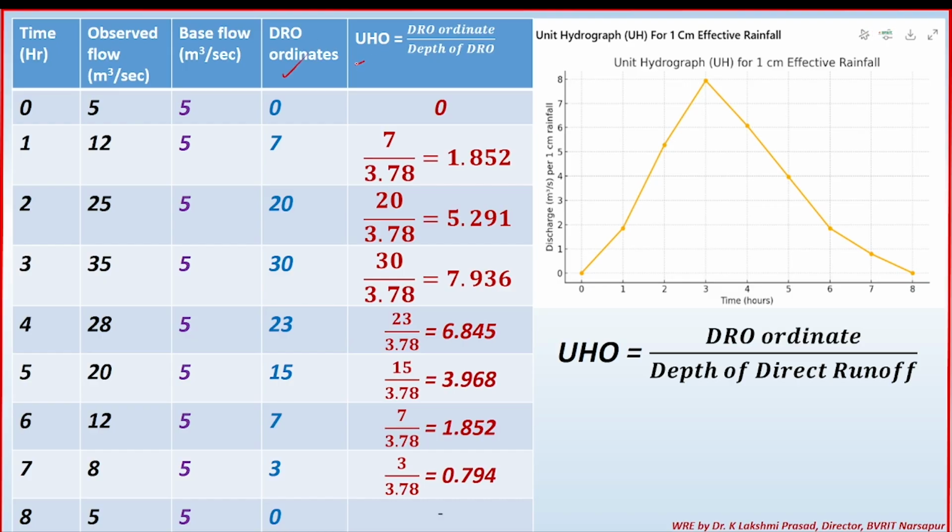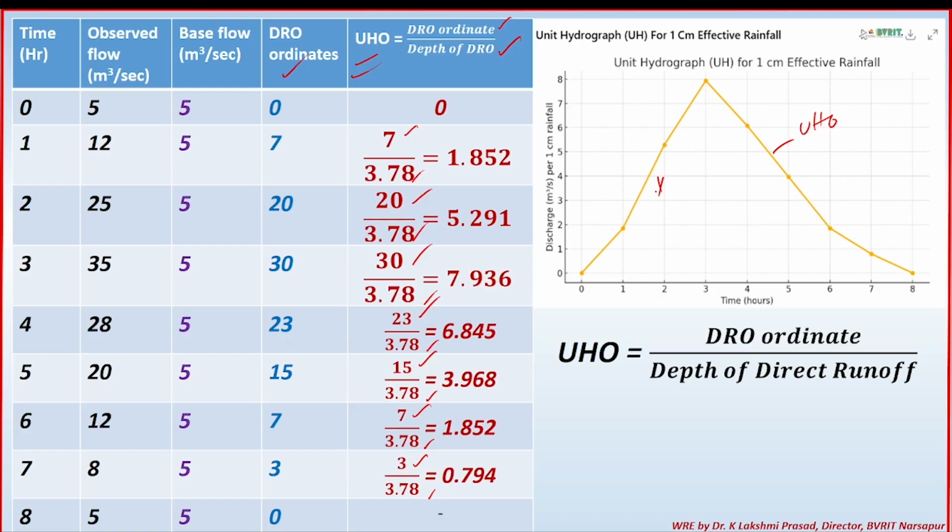So, what is the unit hydrograph ordinate? Direct runoff ordinate divided by depth of direct runoff. See the answers: 7 by 3.78, 20 by 3.78, 30 by 3.78, 23 by 3.78, 15 by 3.78, 3 by 3.78. Then I plotted the unit hydrograph. This is the unit hydrograph. That's all.